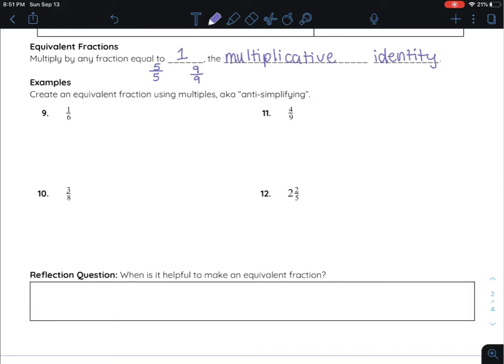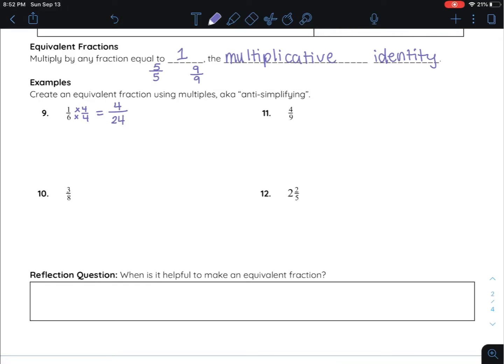All right, let's try it. To create equivalent fractions using multiples, all we have to do is multiply by some fraction that's equal to 1. If it's not equal to 1, then we're changing the value and we're making a big mess of things. So we have to make sure it's equal to 1. So I'm just going to choose a random number. How about 4? If I just multiply by 4, that's not going to work. What if I do 4 over 4? This is equal to 1, so it's okay. 1 times 4 is 4. 6 times 4 is 24.